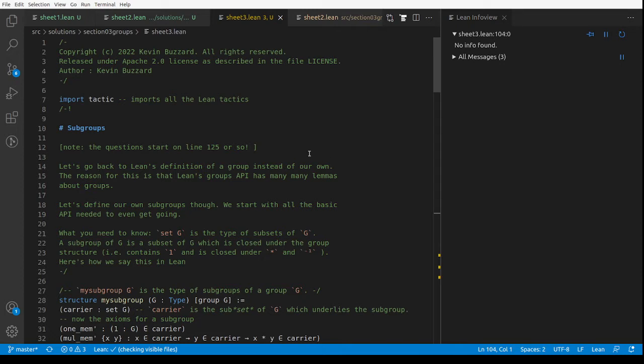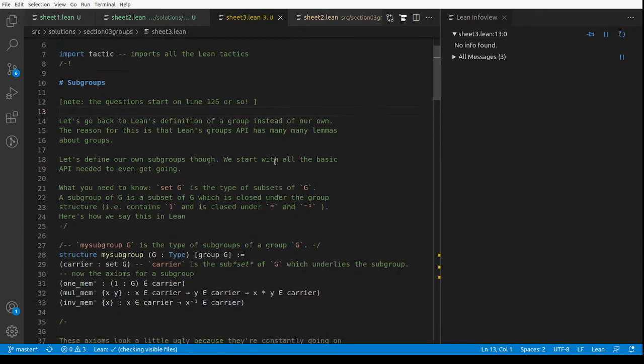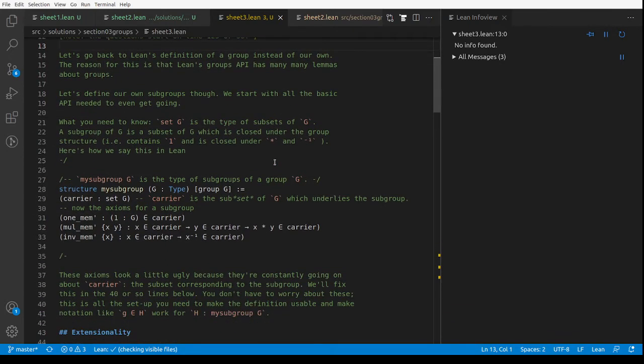as to how to get a theorem prover, not just to understand a concept, but to make the concept look like the way mathematicians think about it. So we're defining subgroups. Lean has subgroups, so we call them my subgroup. And so the idea is that my subgroup G is going to be a new type. My subgroup G will be the type of subgroups of a group G.